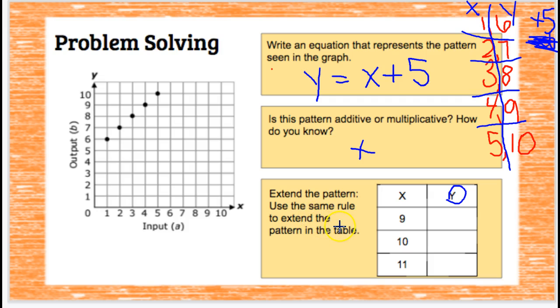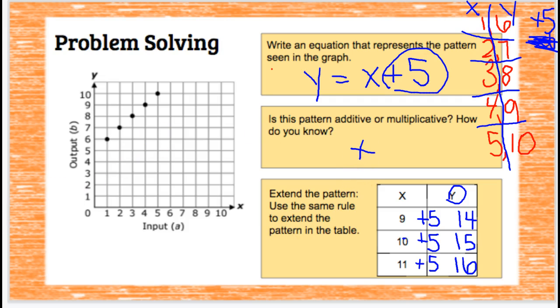And then it said to extend the pattern, what would we do? Well, if I know my pattern is to add 5, then I'm going to add 5 to each one because my pattern would go right here. And I could extend my table. So that would give me 9 plus 5 is 14. 10 plus 5 is 15. 11 plus 5 is 16. So that is how you'd answer one of those the same way.